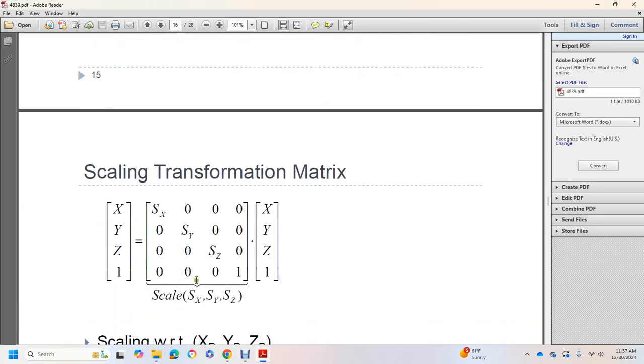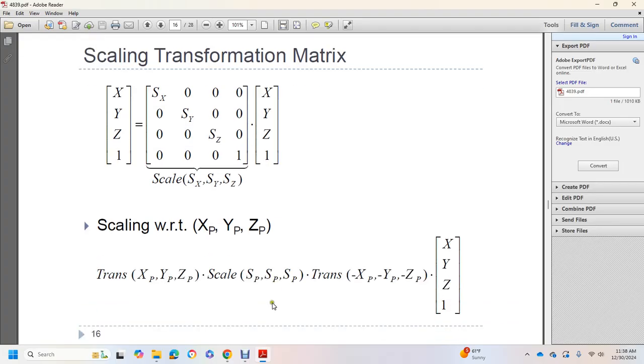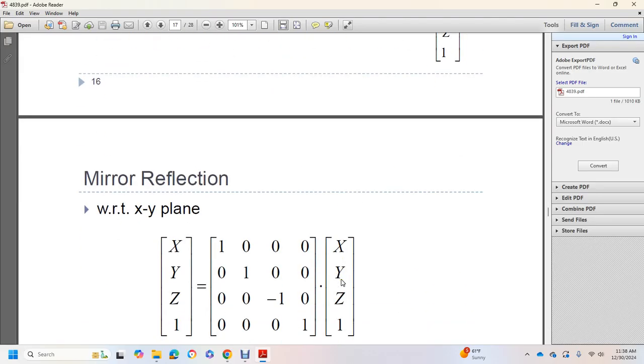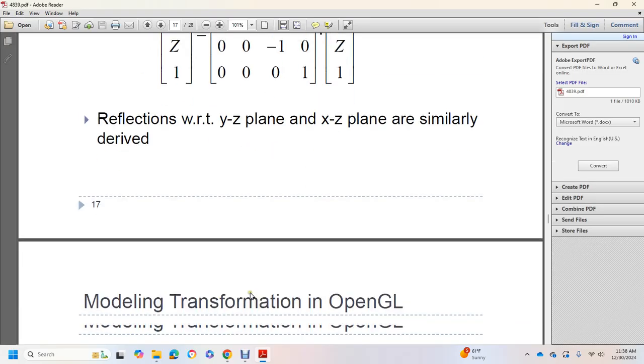Scaling transformation, scaling X, Y, and Z. Scaling with respect to the origin. Translation and scaling with respect to the XY plane. Reflections with respect to the YZ plane; the X planes are similarly derived.